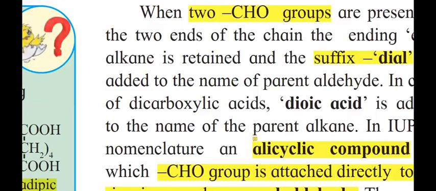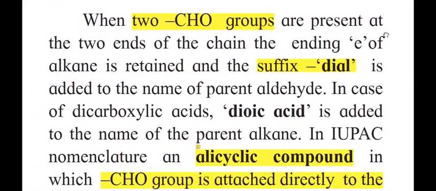Now see, when CHO groups are present at two ends, meaning two CHO groups are present, then the chain ending E of alkane is retained. In that case E is not removed; we just have to add the suffix dial. So at that time there is no need to remove the E.